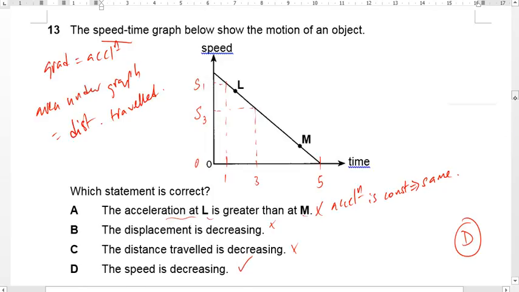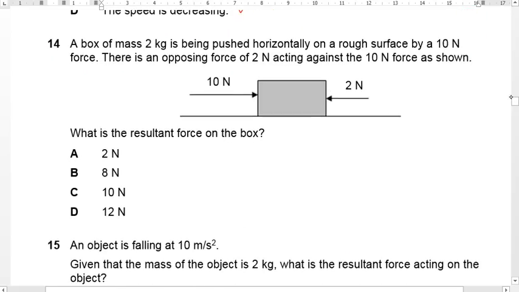Owen, what's the resultant force on the box? What's the resultant force over here? Hey, you, Owen.